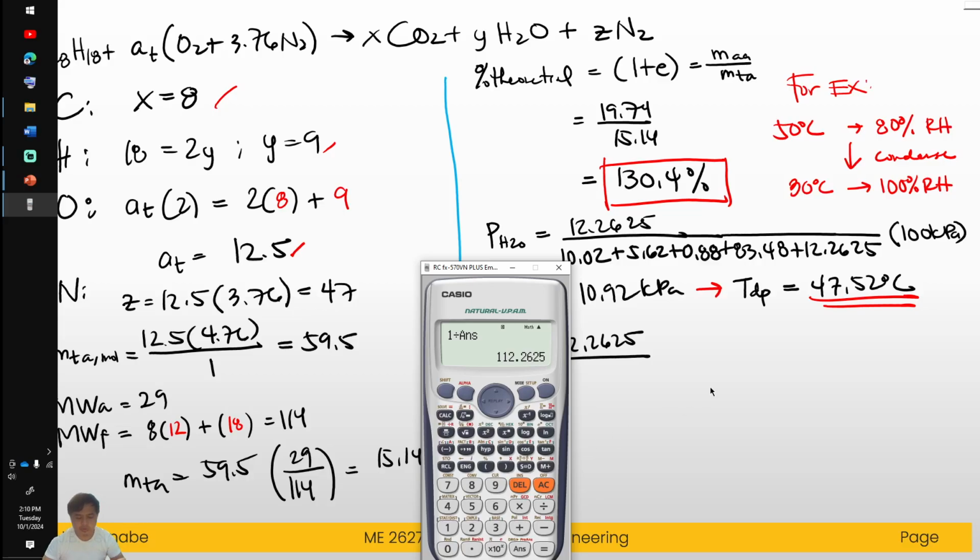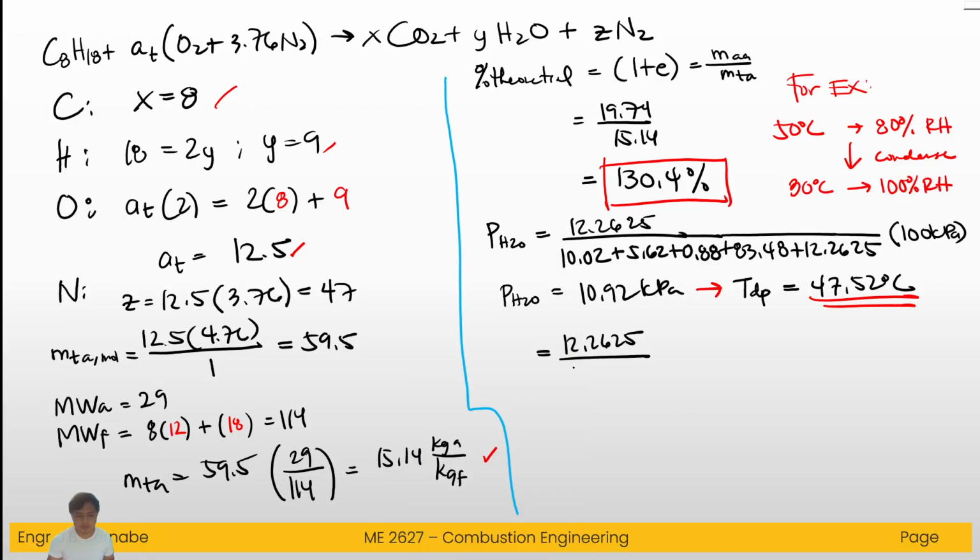So the total is 112.2625, no? 112.2625. So this is the ratio of the volume of the water versus the total, no? So we are assuming that this will reduce, no? So at some time it will still obey this ratio upon cooling down.